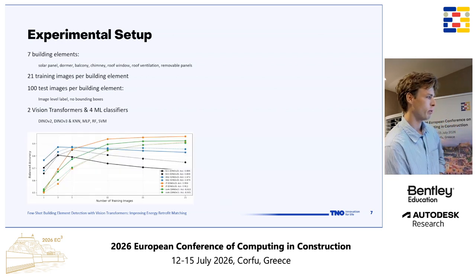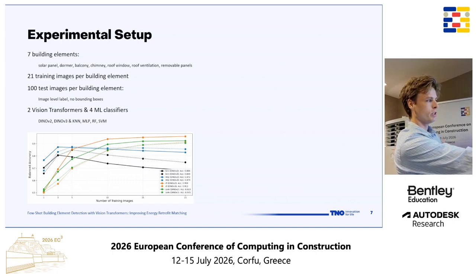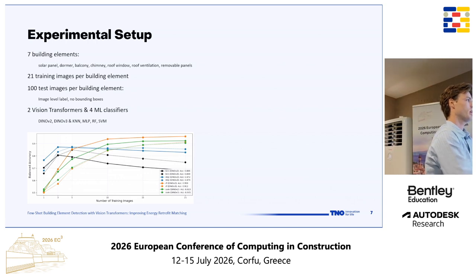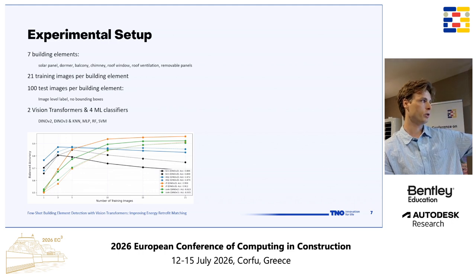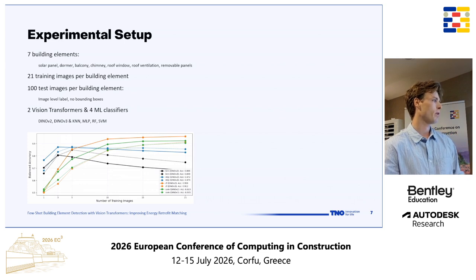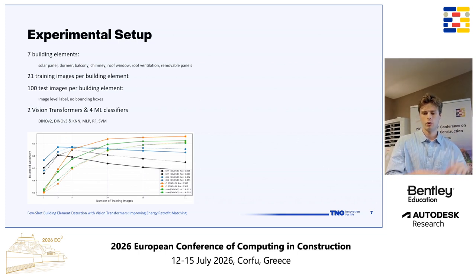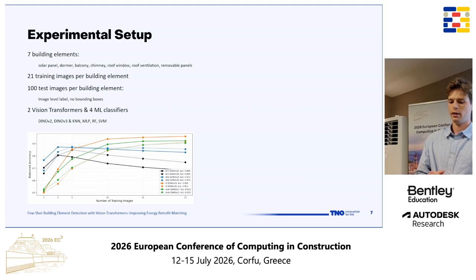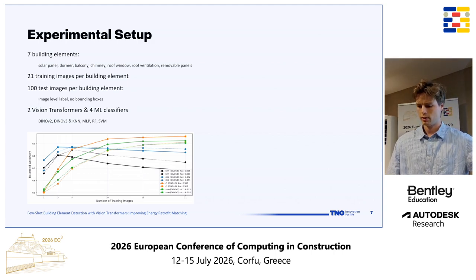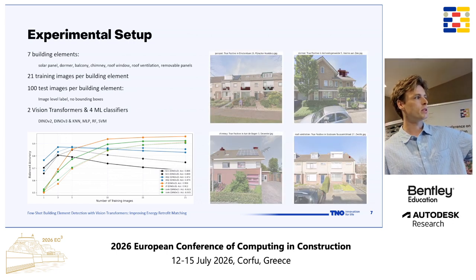Here is one of the plots from the paper, which shows on the horizontal axis the number of training images and how the trend shows that with more example images, the balanced accuracy goes up, with the best combination of the models being the DINOv2 with a random forest classifier. At 21 images, it gave a 95.8% accuracy across all the 7 building elements in the total of 700 test images. And this is a visual representation of what that looks like.